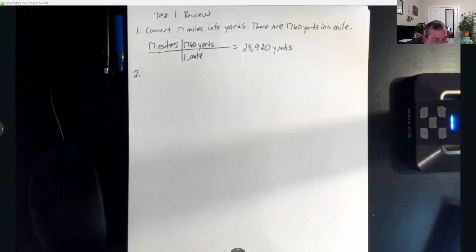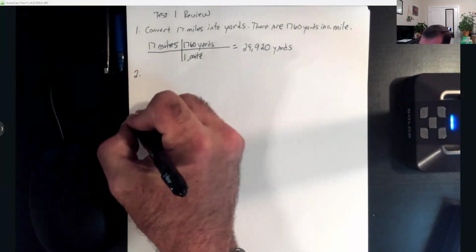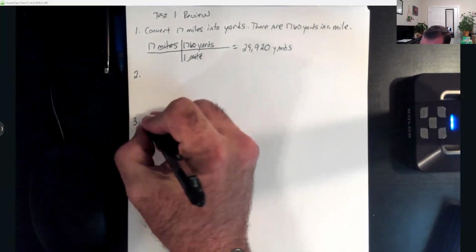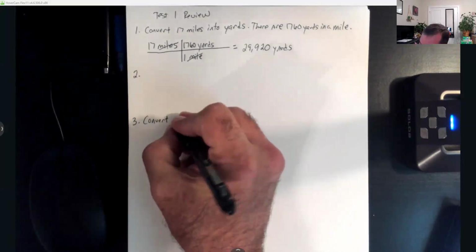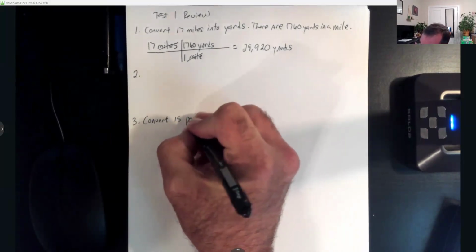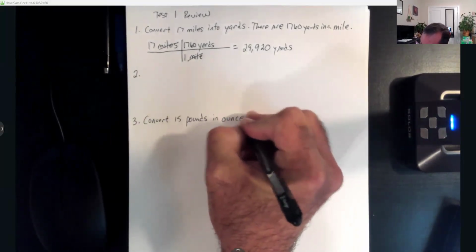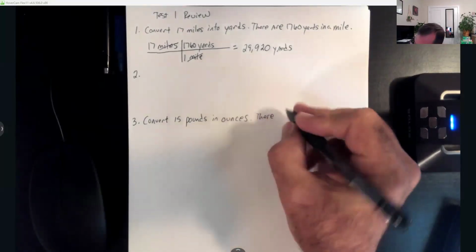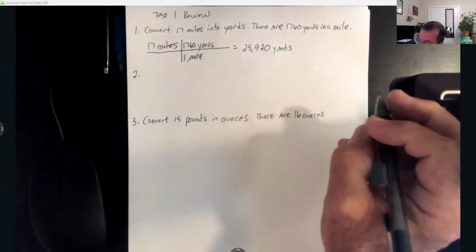All right, y'all, let me see what we got next. I'm going to come back to number two. This one wants me to convert 15 pounds into ounces. And it tells you there are 16 ounces in 1 pound.